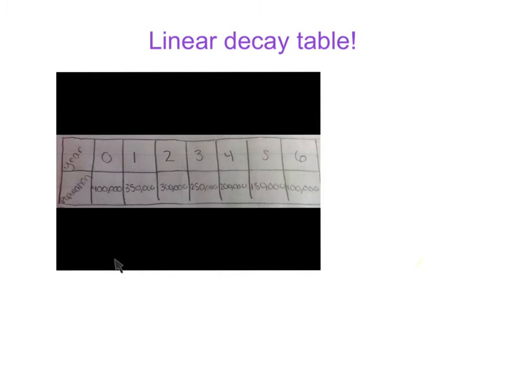50,000. So for year 0, we have to put 400,000 since that's the initial value and the y-intercept. So each year it decreases by 50,000. 400 minus 50 equals 350, so it would be 350,000. And so on and so forth until you get to the prediction value, which is 100,000.